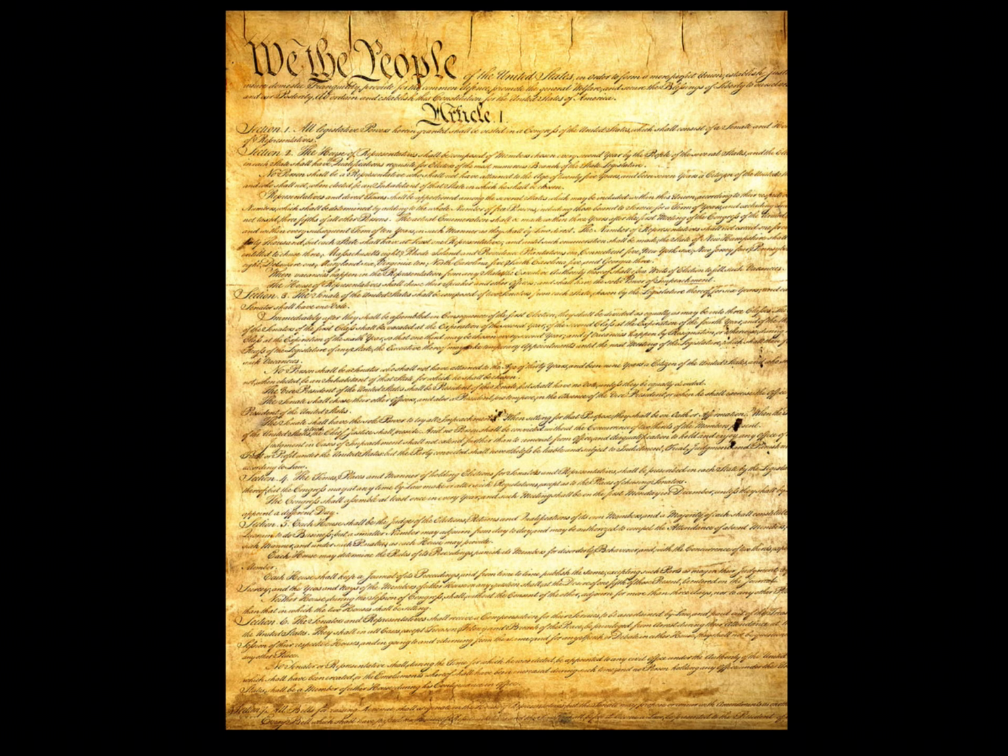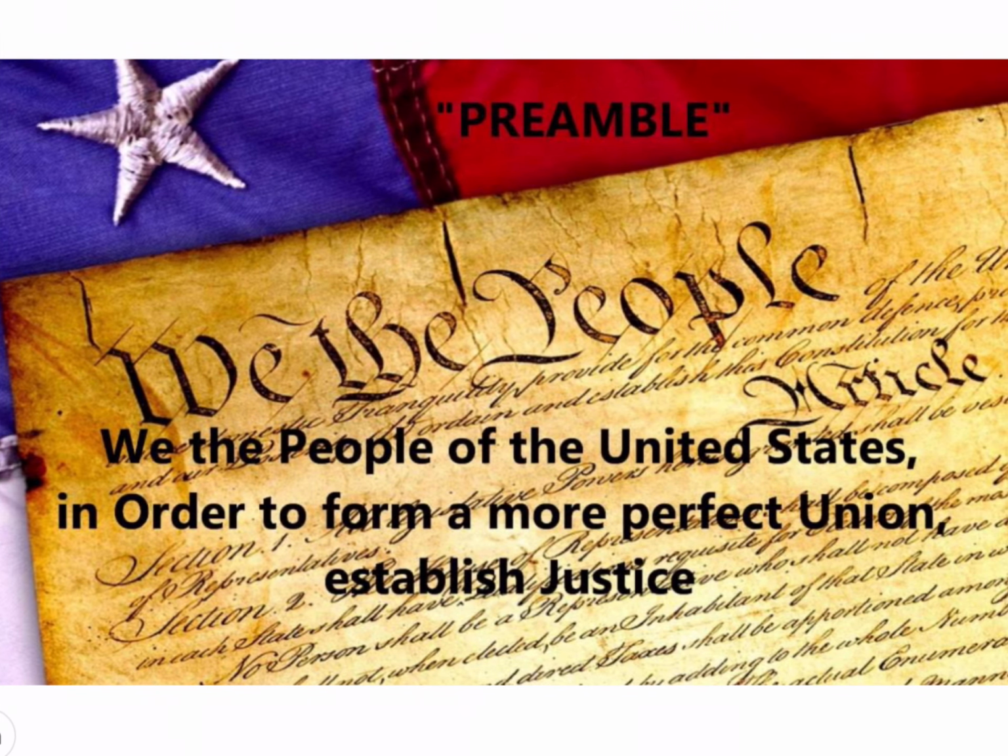So if you've ever really looked at it, the beginning of it is, of course, what we call the preamble. We, the people of the United States, in order to form a more perfect union, more perfect, which implies that there was an earlier attempt to form a union, and there was, and that was our first Constitution. It's called the Articles of Confederation.